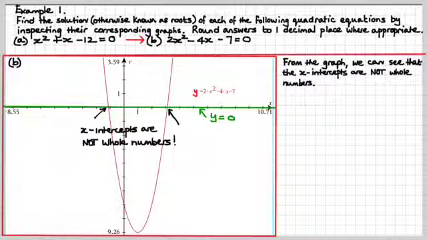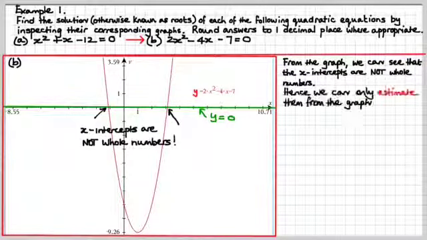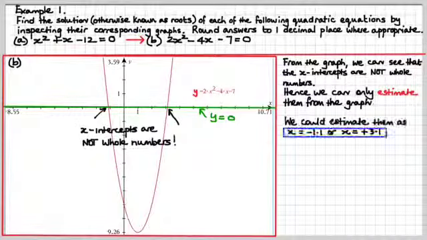So from the graph we can see that the x-intercepts are not whole numbers, but we can estimate them from the graph. That's all you can do if they're not crossing on exactly whole number spots. So we can estimate them as x is minus 1.1 or thereabouts. It's a bit rough, but it's good enough for the purposes of what we're doing. Or x is plus 3.1. Do you get that? Very excellent.